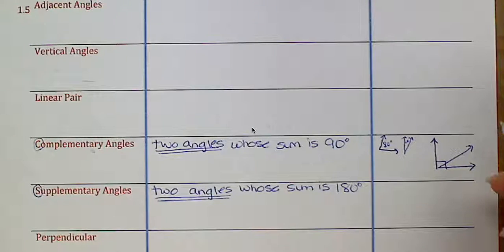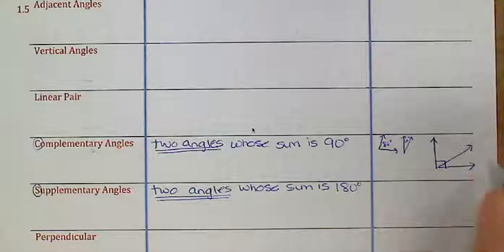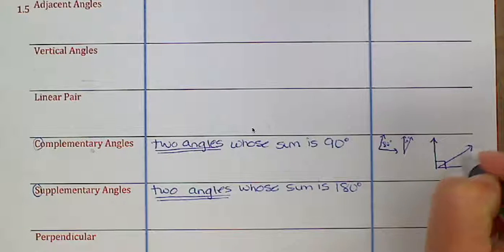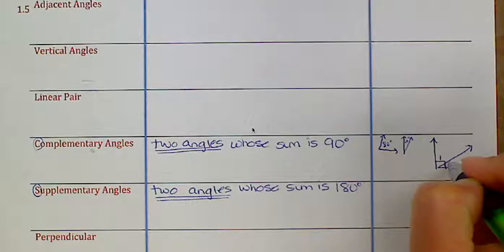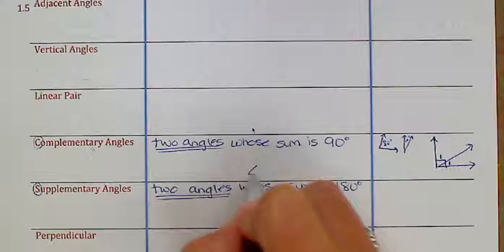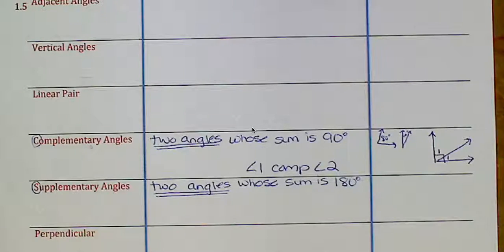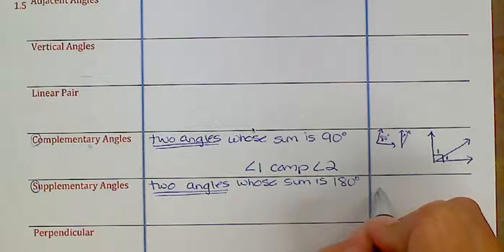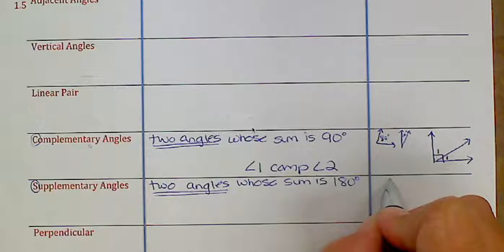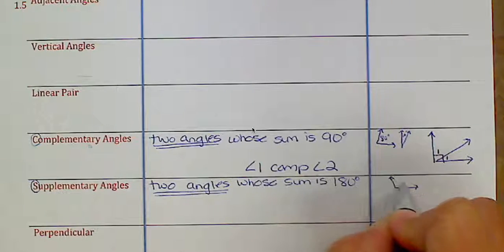Now, they don't have to be congruent. They can be two, and I purposely drew that so it wasn't down the middle. So let's say this is angle 1 and this is angle 2. We would say angle 1 is complementary to angle 2. And you can use the abbreviation there. That's fine with me.